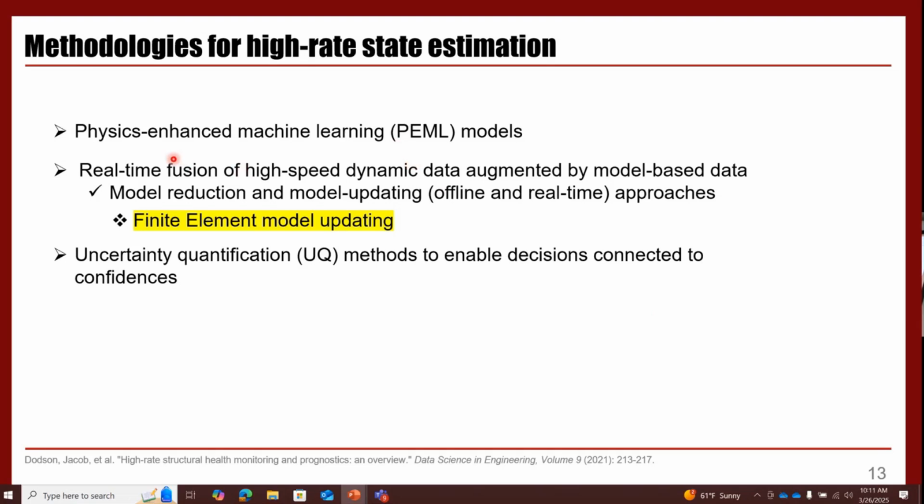Now, there have been several methodologies for estimating such events, one of which is physics-enhanced machine learning, and some people are working on that. And there's the real-time fusion of high-speed data augmented by model-based data, under which there's the finite element modeling method. And lastly, there's the uncertainty quantification method. My own work is based on a finite element modeling approach.